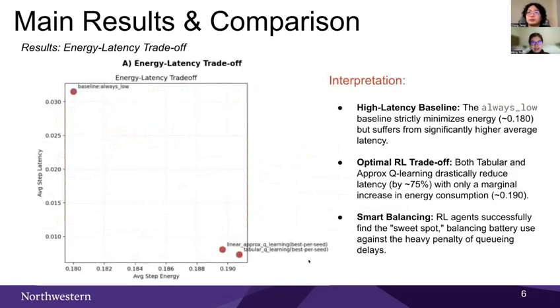Thank you. Next, let's take a look at the energy-latency trade-off plot. As you can see in the top left corner, the always low baseline achieves the lowest energy consumption, but it pays a huge price in latency. In contrast, these 2 points down in the bottom right represent our reinforcement learning models. You can clearly see that the RL agents use just a tiny bit of extra energy to achieve a massive cliff-like drop in latency. This perfectly demonstrates that our models have found the optimal sweet spot between saving power and keeping task execution smooth.